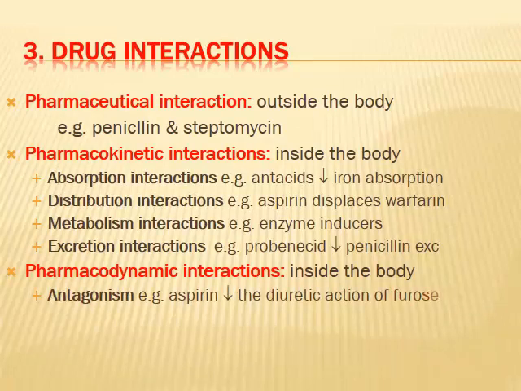If the new effect is decreased, this is called antagonism, e.g., aspirin decreases the diuretic effect of furosemide. This occurs because part of the diuretic effect of furosemide is secondary to stimulation of prostaglandin synthesis, which is inhibited by aspirin. If the new effect is increased, this may be one of three conditions.